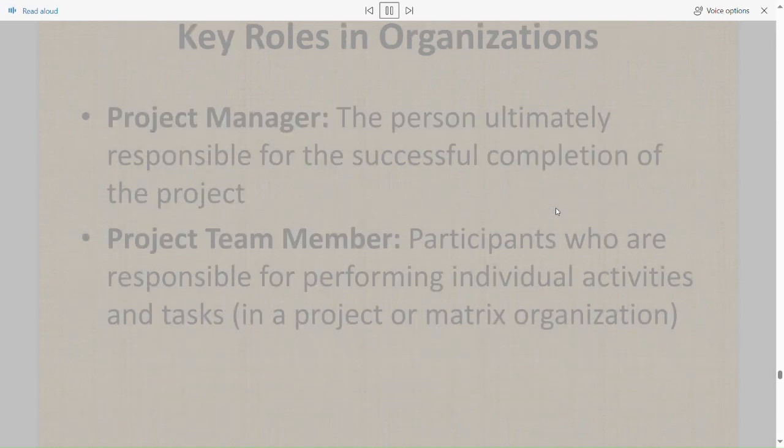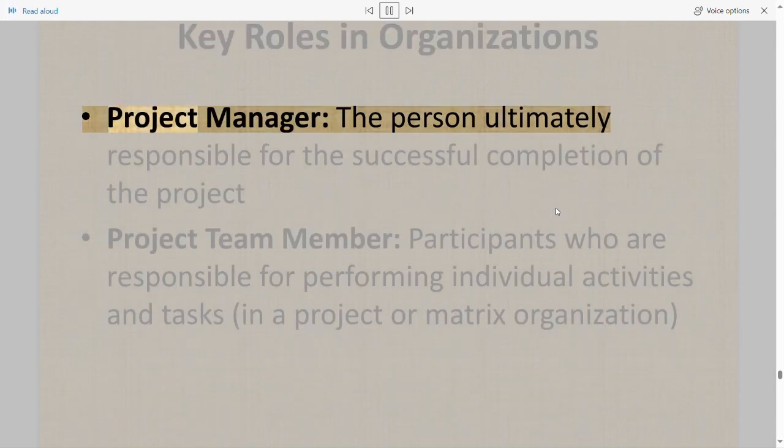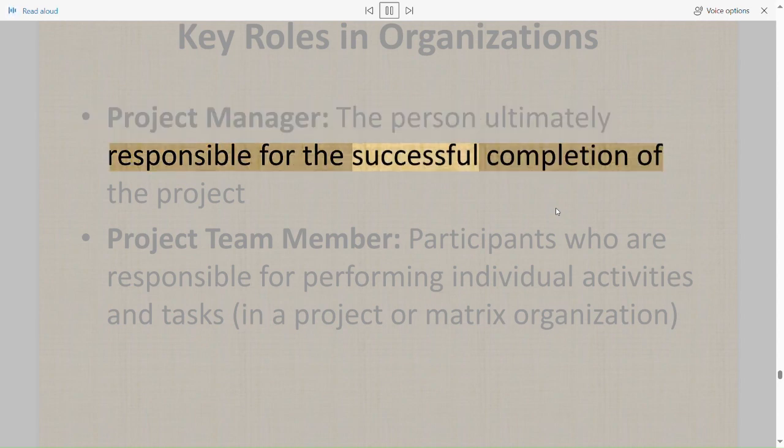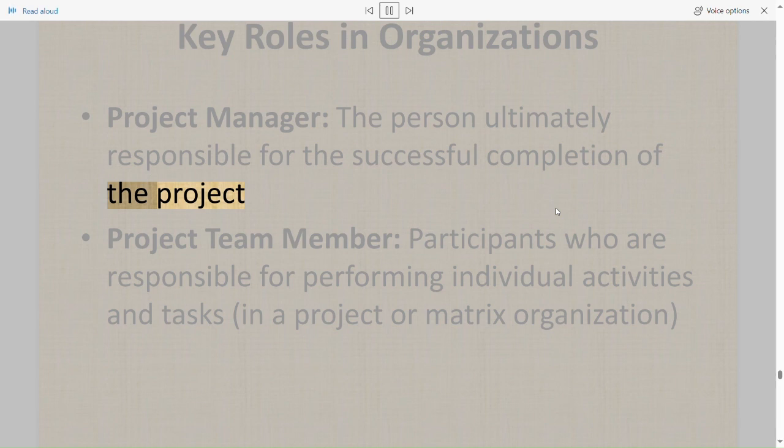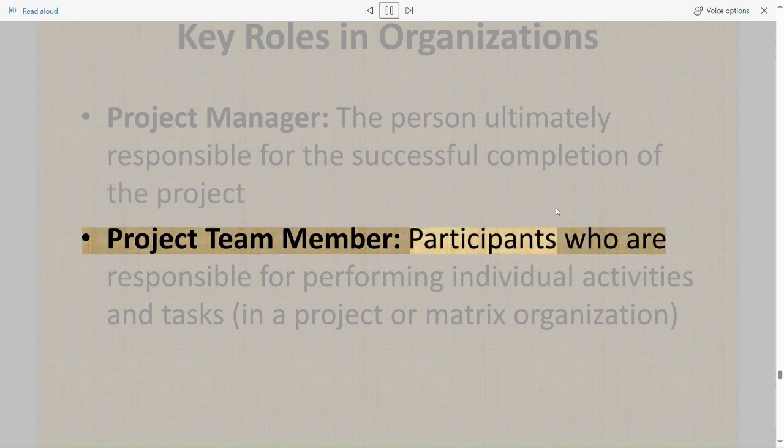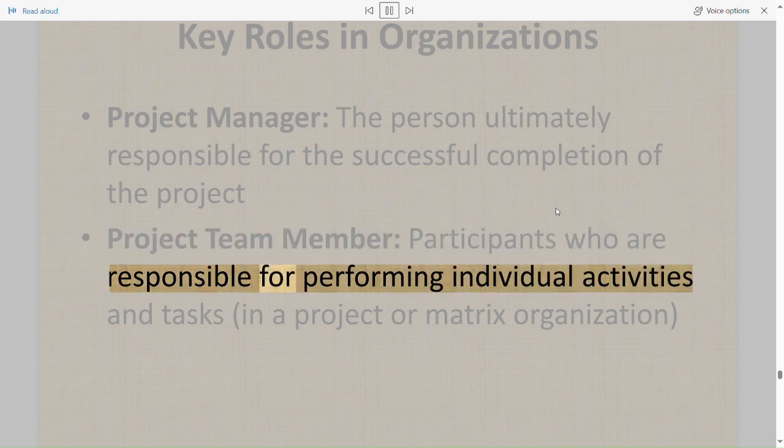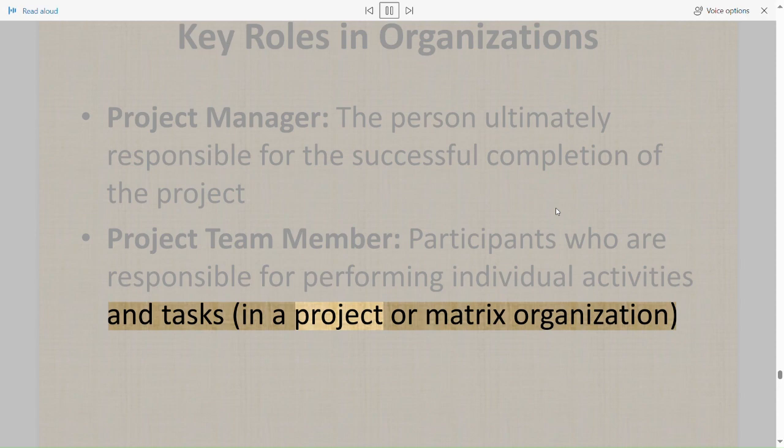Key roles in organizations. Project manager, the person ultimately responsible for the successful completion of the project. Project team member, participants who are responsible for performing individual activities and tasks in a project or matrix organization.